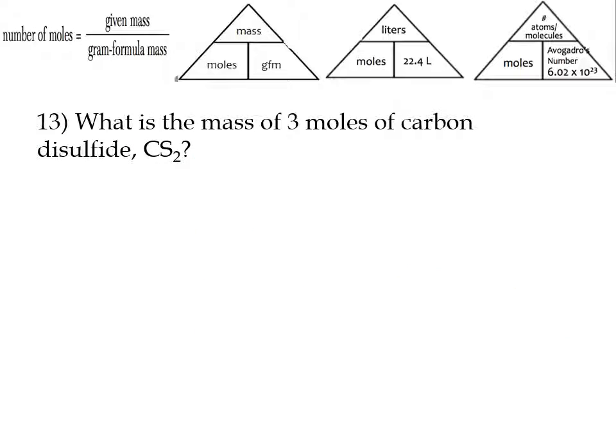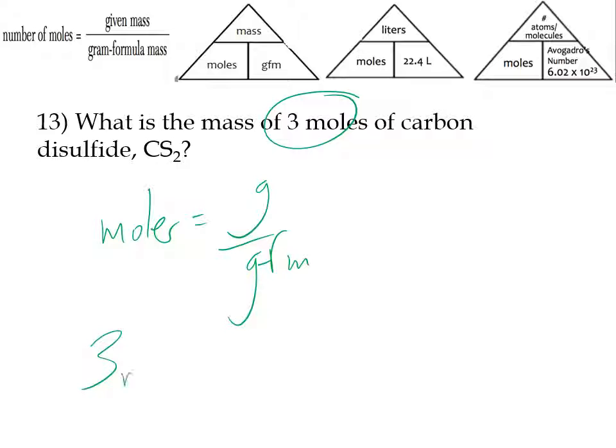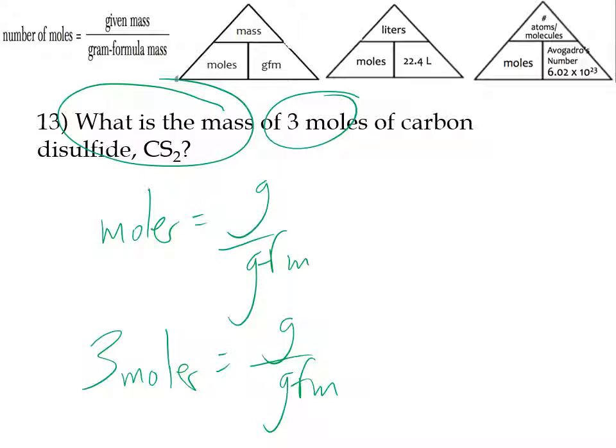Number 13 was the mass of 3 moles of carbon disulfide. Moles equals grams over GFM, the gram formula mass. We know we have 3 moles. So that's going to be this number right here, 3 moles equals grams over the gram formula mass. The question says, what is the mass? So we don't know what that is yet. We're going to leave the G up top by itself.